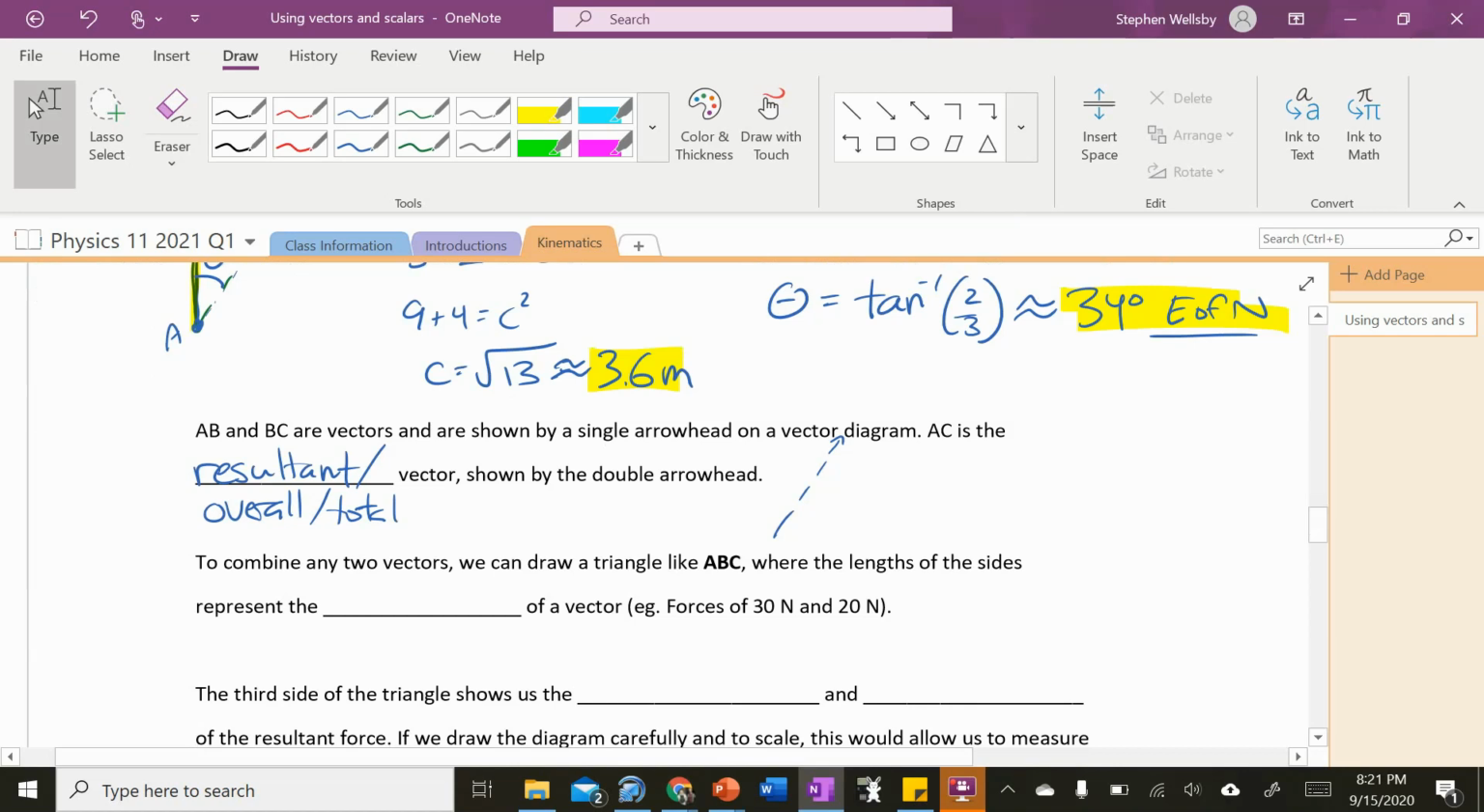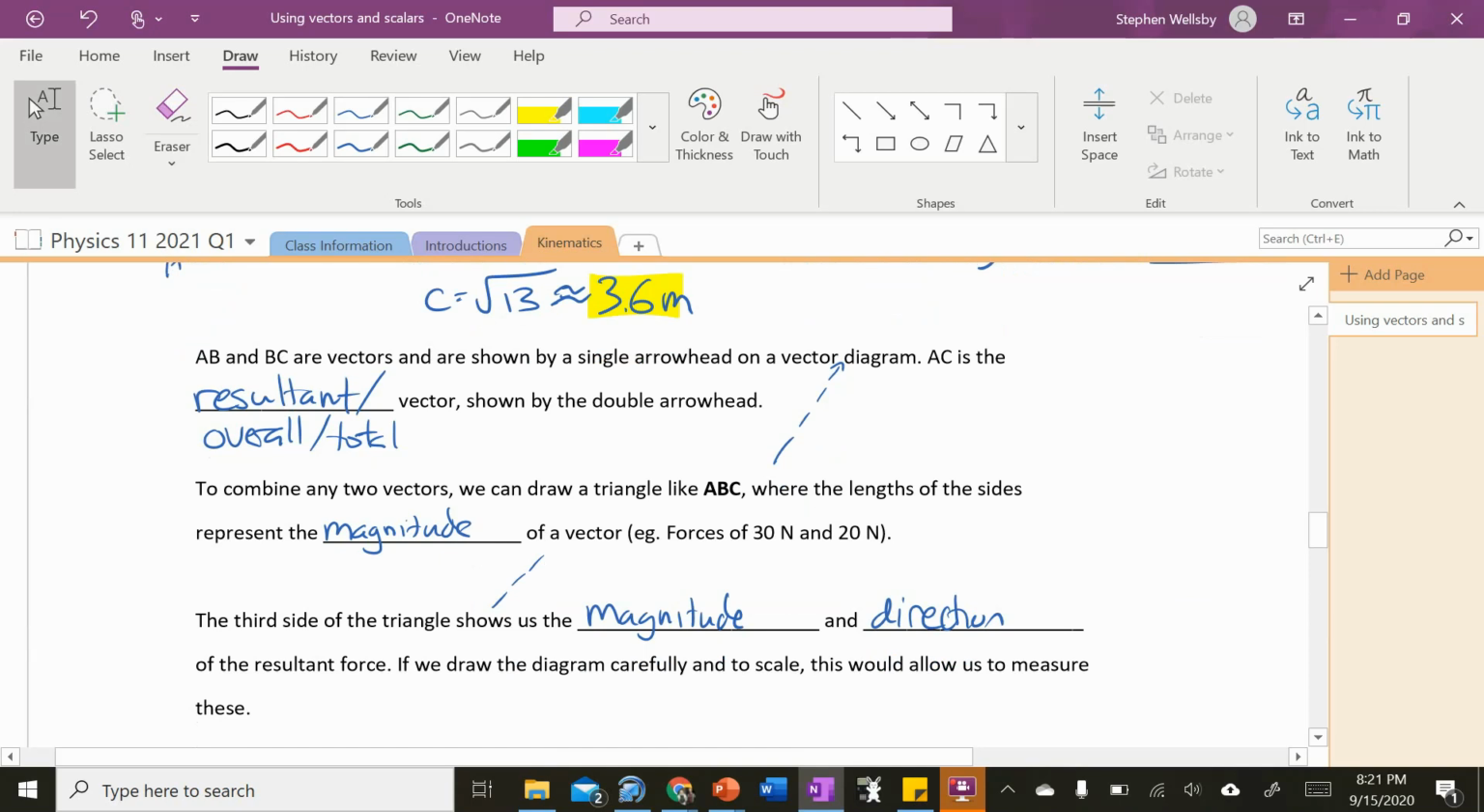So to combine any two vectors, we can draw a triangle like we had up here, ABC, where the lengths of the sides represent the magnitude of a vector, for example, 30 and 20. And the third side of the triangle, that dashed line, shows us the magnitude and direction of the overall, or of the resultant force, the resultant displacement, the resultant velocity, etc.